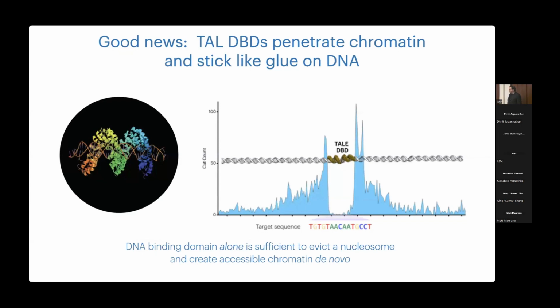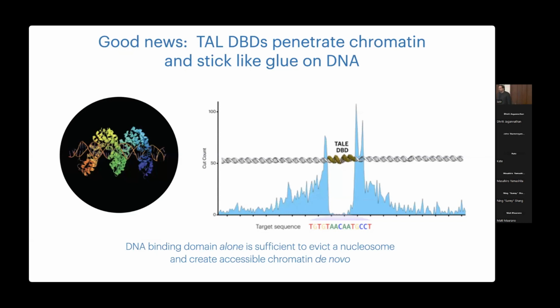And so it turns out that if you take a TAL DNA binding domain, you can express it in the cell, and this is a DNA accessibility experiment with DNase. Basically, these things are just glued onto DNA.